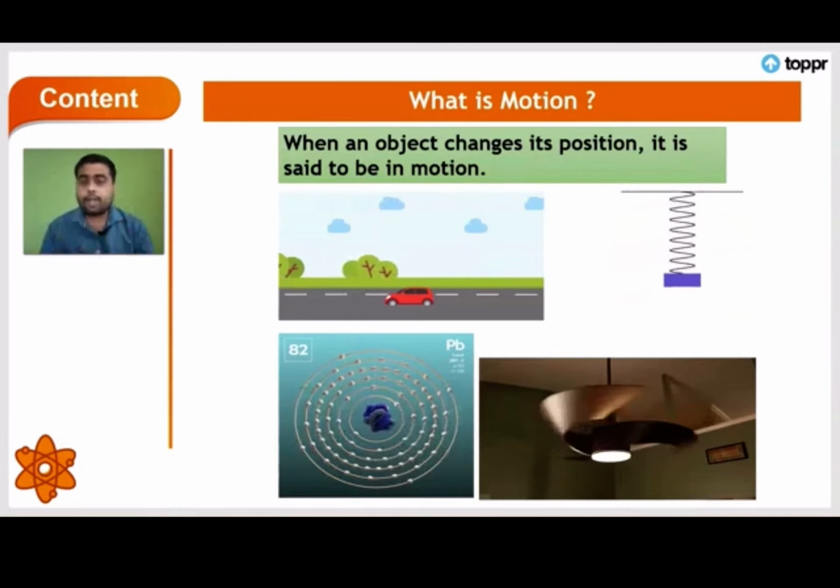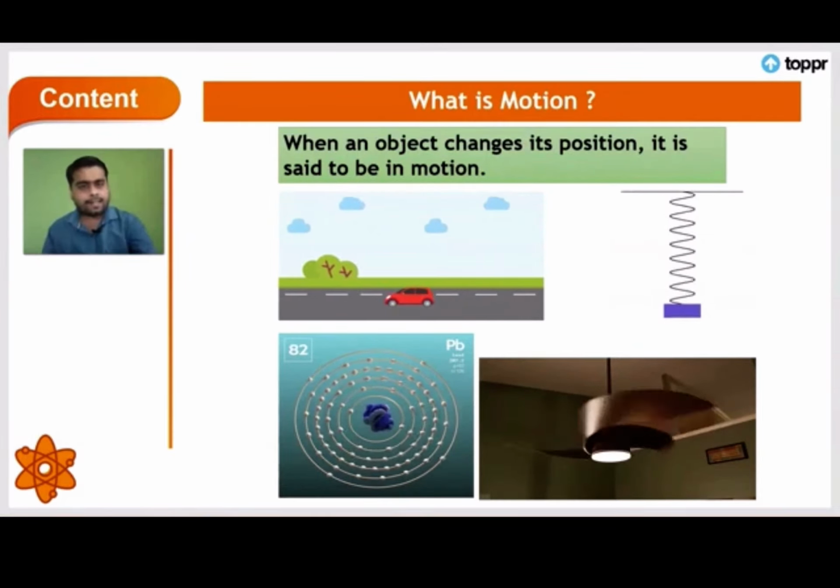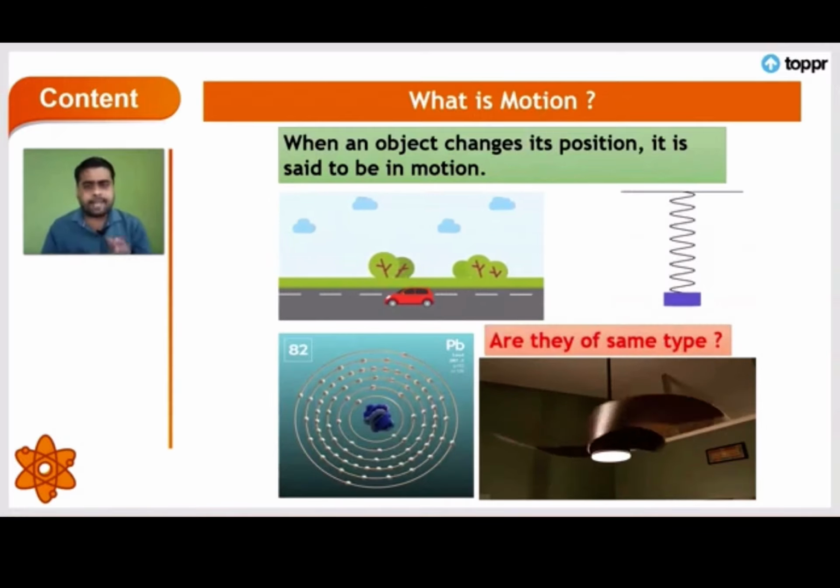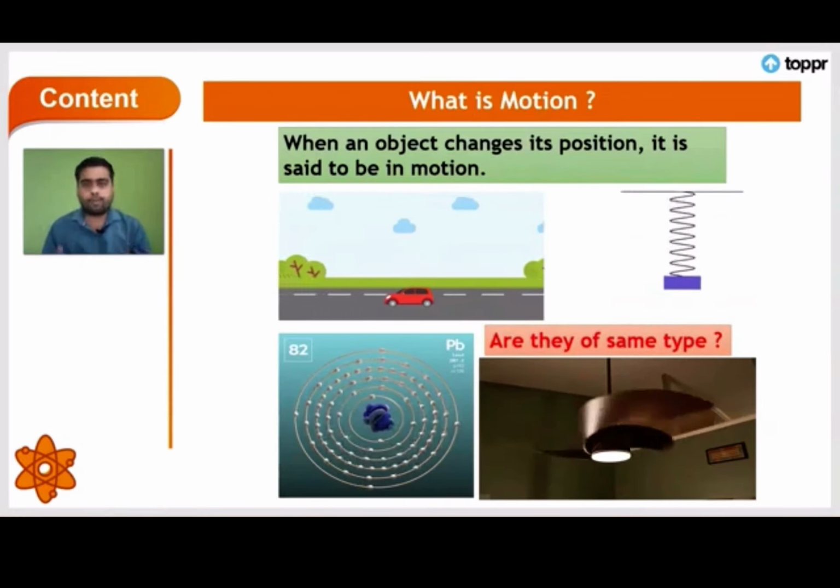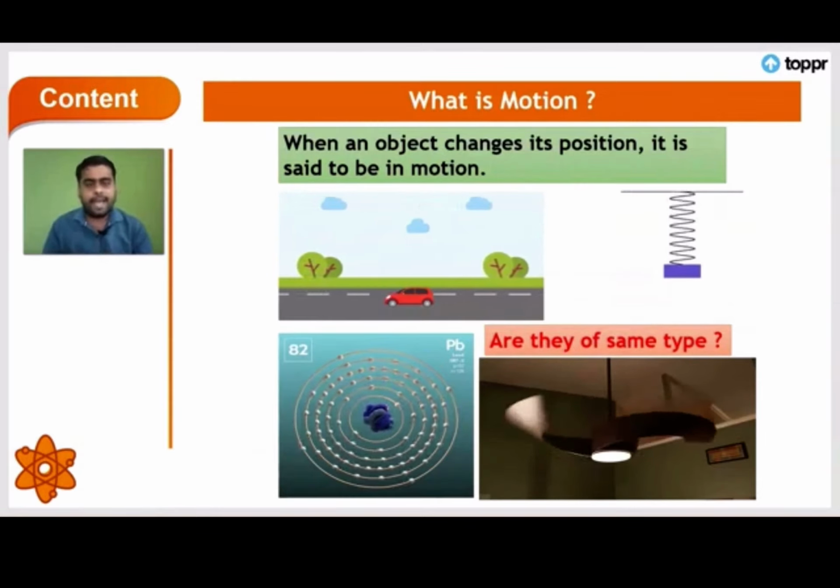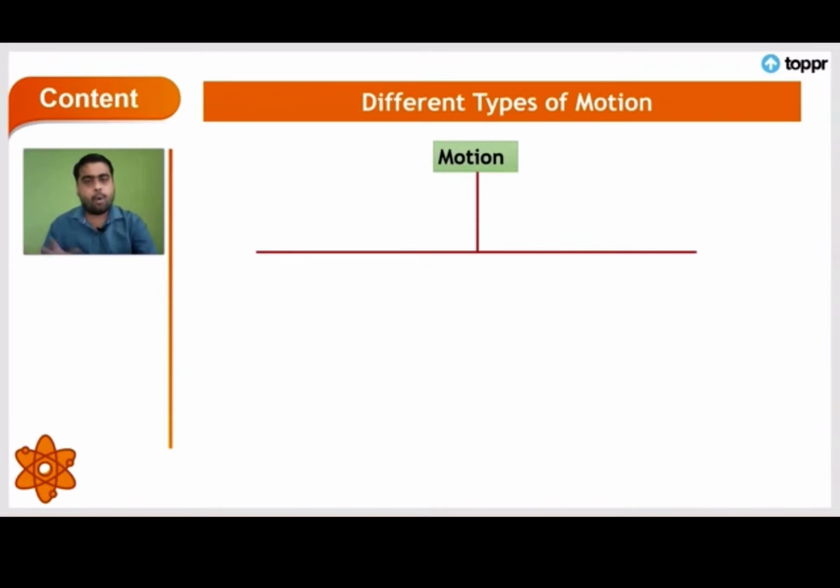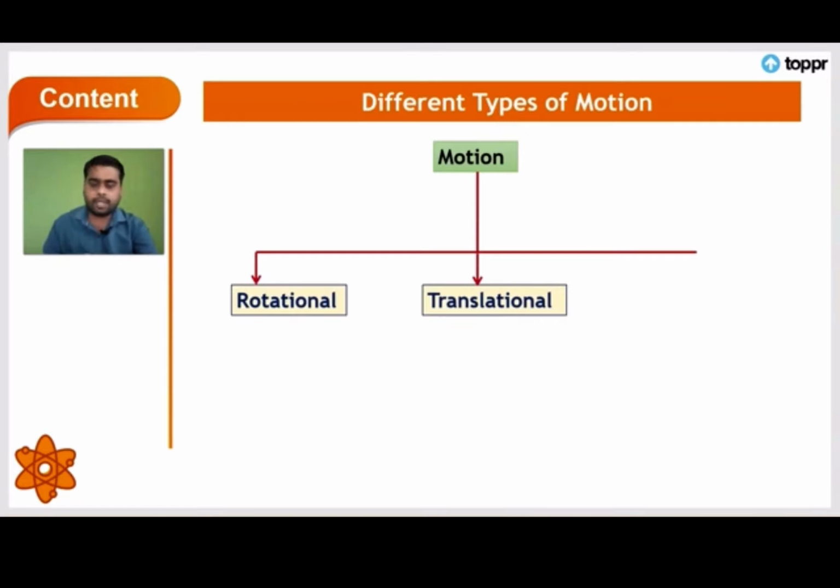Now, seeing these objects, one question immediately comes in our mind. Are these objects exhibiting same type of motion? Of course not. We can see clearly that they are having different types of motion. And now we will talk about different types of motion. So if we try to categorize motion, then we will broadly grade three different segments. One is rotational motion, another one is translational motion, and the other one is vibrational motion.